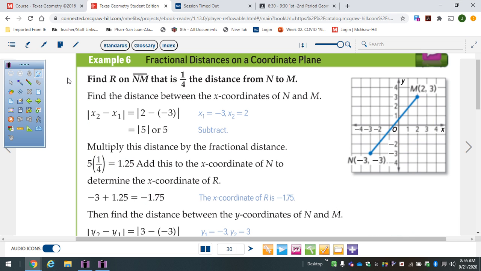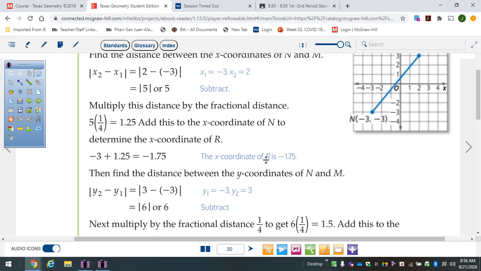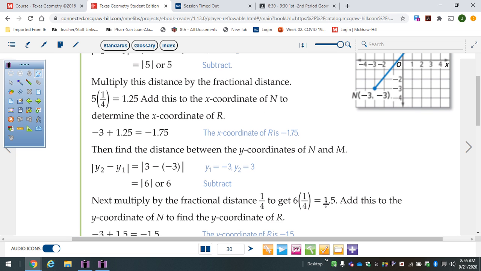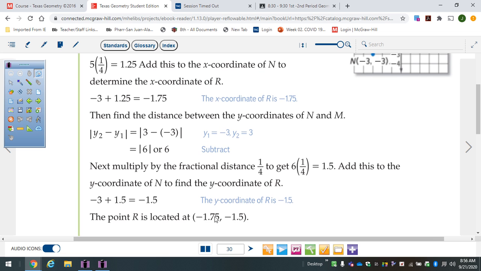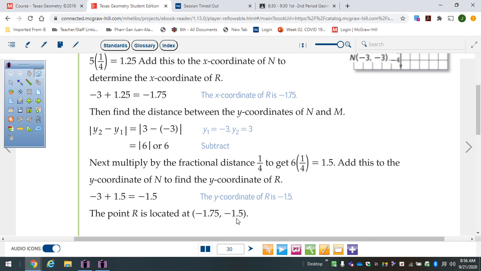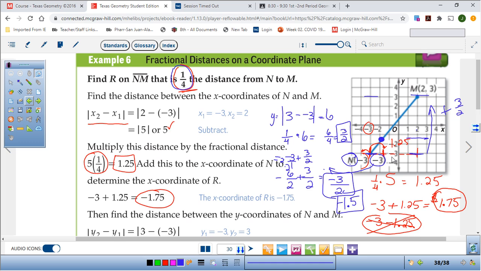Let's see what the book got. Hopefully the book is right. Yes, they got a 1.5 up, which gives us a negative 1.5. And the coordinate, like we did, we got a negative 1.75 and a negative 1.5. There's a negative sign right there in case you can't see it. So there it is. It's not too bad.